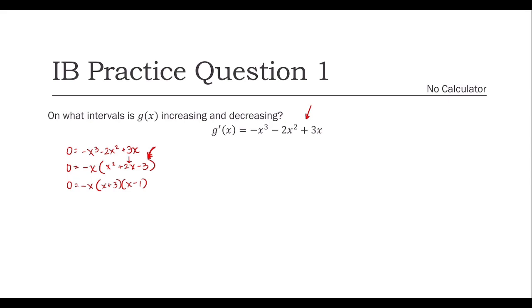So our zeros are going to be when 0 equals negative x, when 0 equals x plus 3, and when 0 equals x minus 1. So x equals 0, x equals negative 3, and x equals 1. So we'll draw a number line.